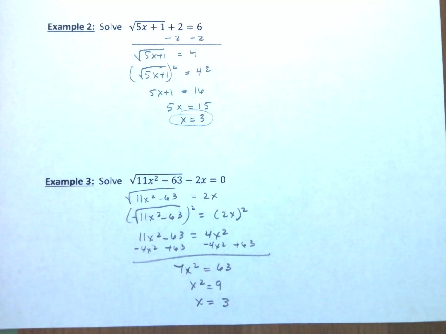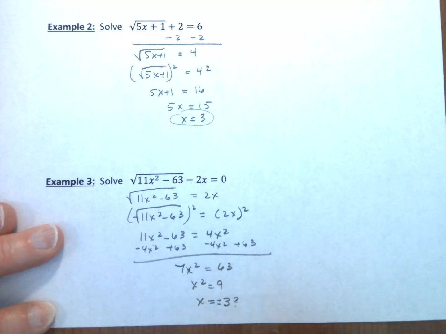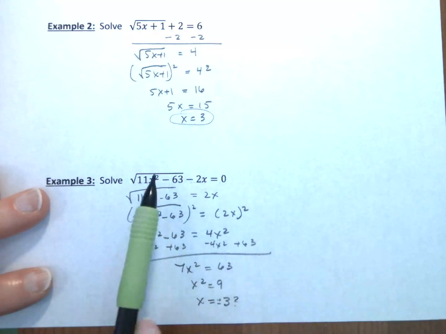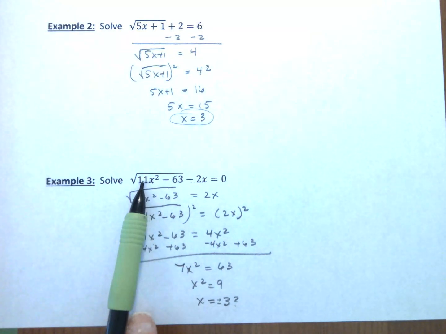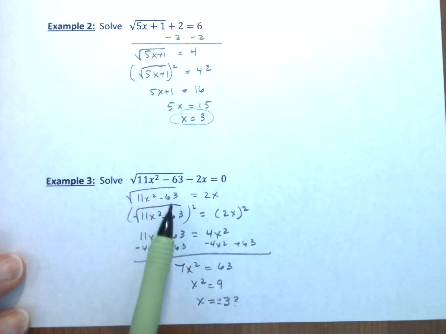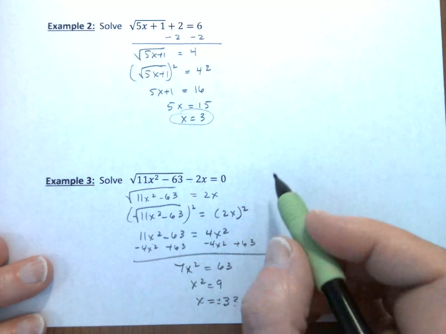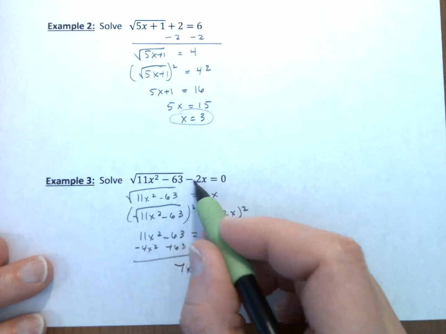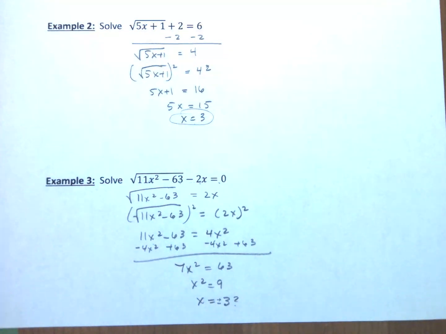Okay. Could x also be negative 3? Sure, let's find out. So let's check. So if x is positive 3, we'll put a plus or minus here, and then we'll put a question mark. If x is positive 3, I would have 9. 9 times 11 would be 99. 99 minus 63 would be 36. Square root of 36 would be 6. So we'd have 6 minus 6 would give us 0. So positive 3 works. Let's try negative 3.